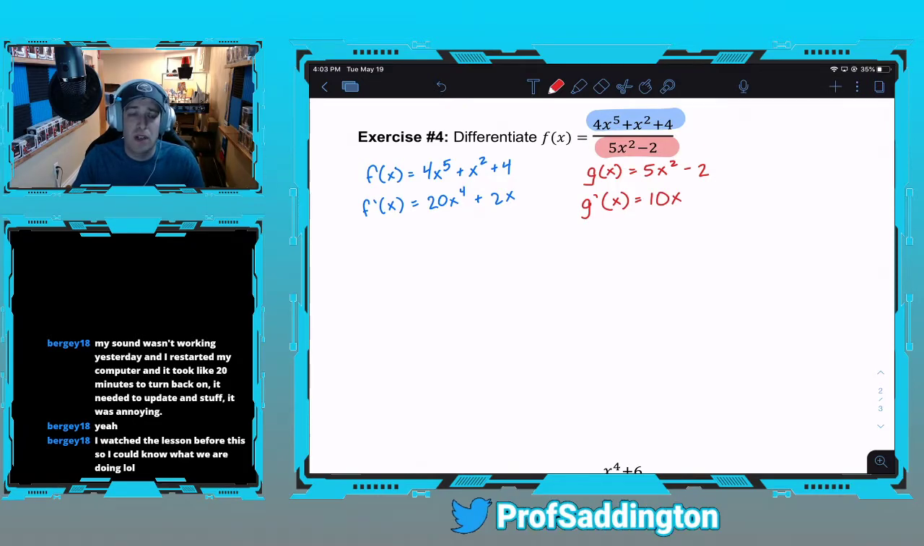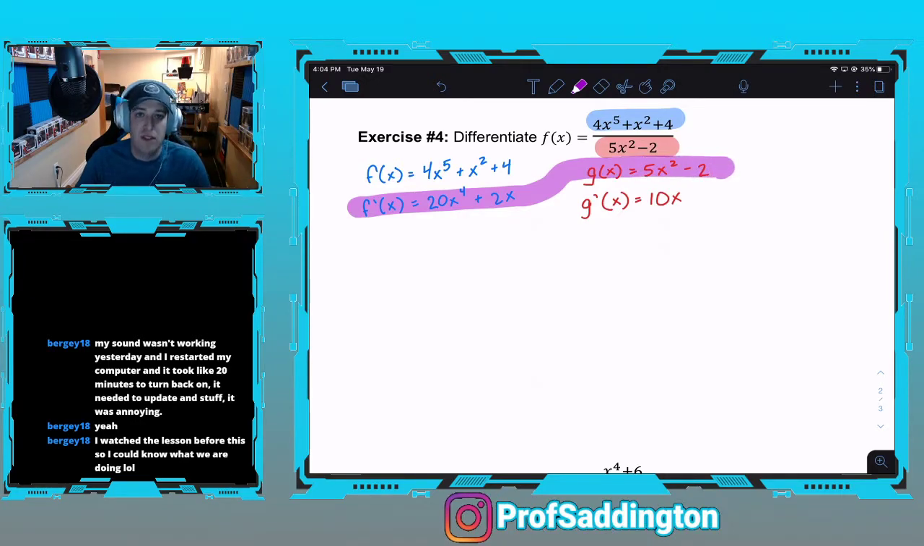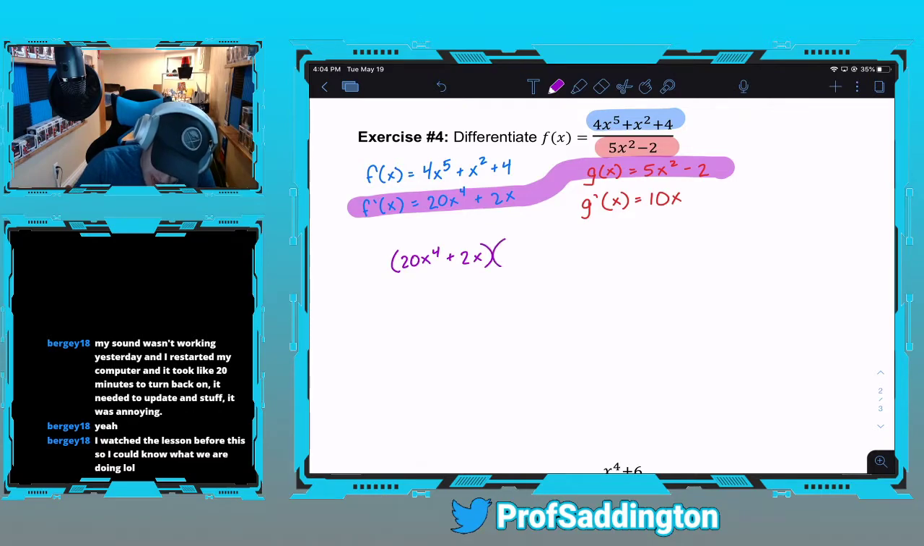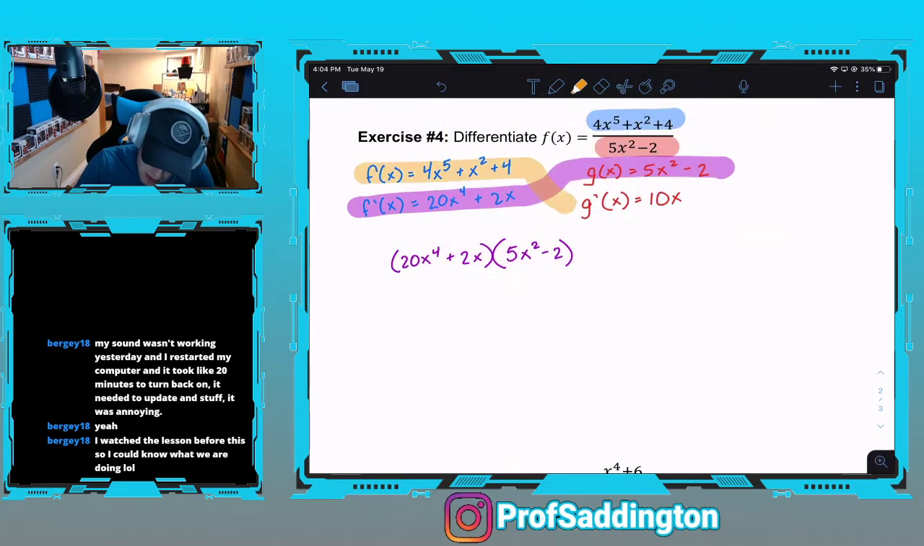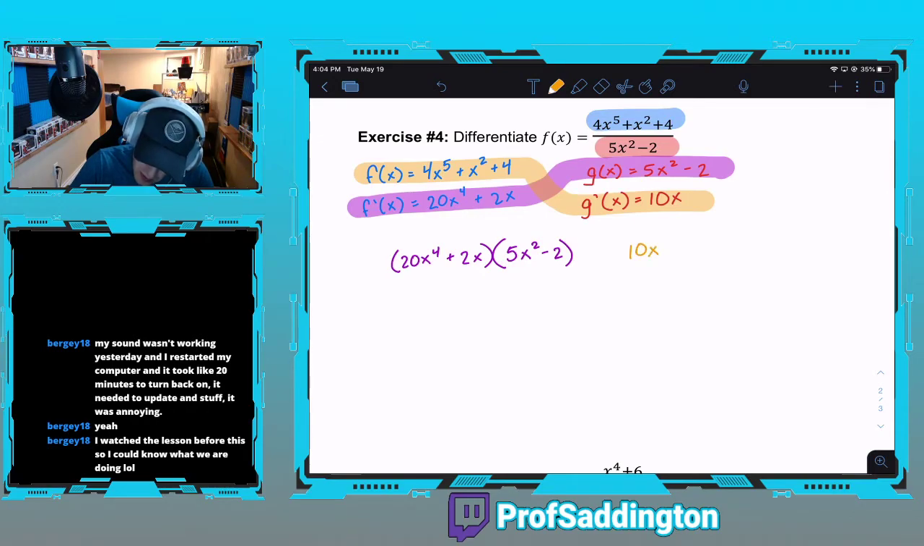We're going to do what I call the crisscross method, or the cross multiplying. So, the rule states that we multiply the first derivative by the first factor, or I'm sorry, the second factor. So I'm just going to write it all out. I have 20x to the 4th plus 2x times 5x squared minus 2. I'm also going to cross multiply the other side. I'm going to put the 10x out front, just because I like putting the single terms out front.